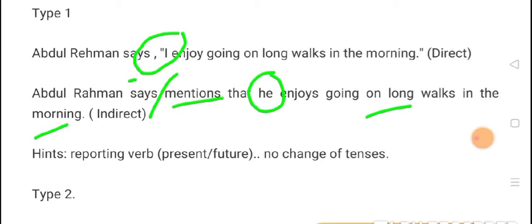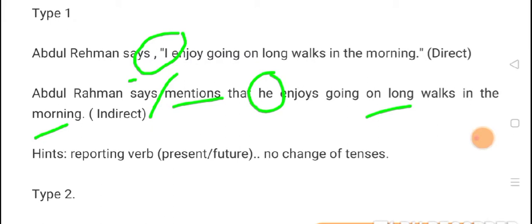In case of indirect speech, I was there, and I has been changed into he. Why he? Because we can't use Abdul Rahman two times in the same sentence. So Abdul Rahman says or mentions that he enjoys going on long walks in the morning. That is indirect. So this is type 1. So how can you identify that the sentence is type 1? Very simple. If the reporting verb is in present tense or in future tense, you can easily understand that it is type 1.